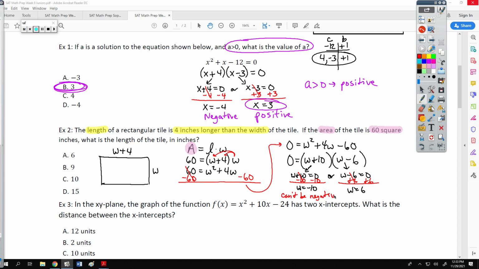If W is the width, it cannot be negative. So we're not going to use that negative 10. Our answer is going to be W equals 6. That means the width is 6 inches. Now we weren't asked for the width though. We were asked, what is the length of the tile? Well, that would be 6 plus 4, or 10 inches. C.